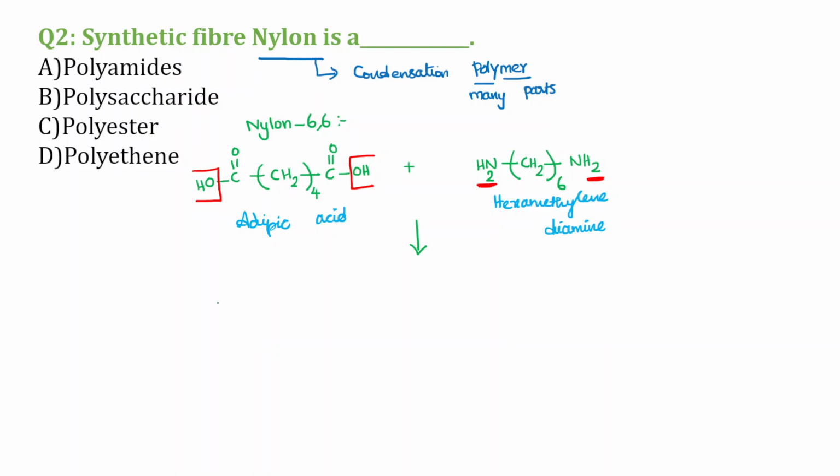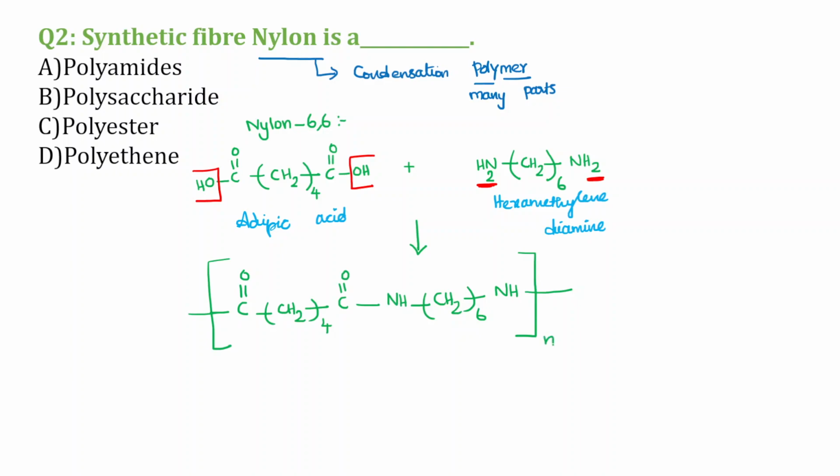Since this OH has gone, I'll start with this bond, C double bond O, and then CH2 4 times, C double bond O, and this is now in turn connected with NH. Then CH2 6 times, which is hexamethylene, and then NH. This continues to grow, and we represent it with n times. If you see here, OH and H, one water molecule, is removed. So this is what we call nylon 6,6.